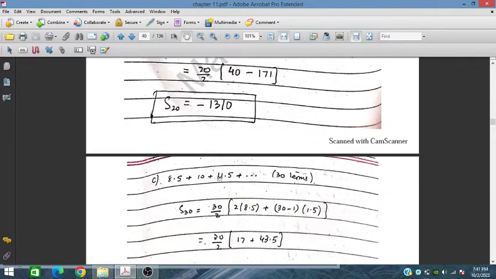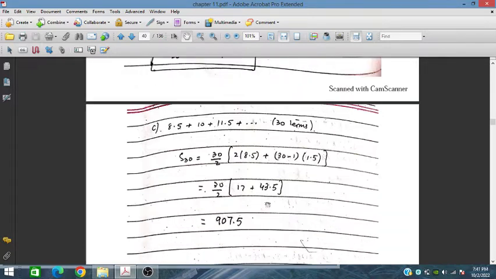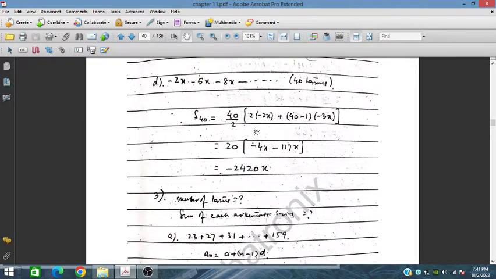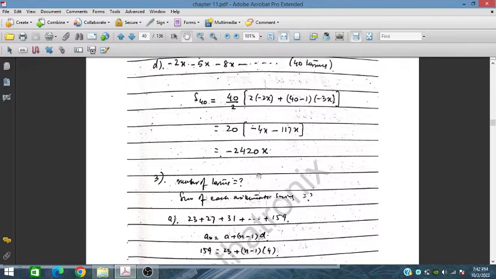For this one, the difference is 1.5. This is easy. With the 1.5 difference, we get this. For this value, we will have this. So we have this one, the number of terms.